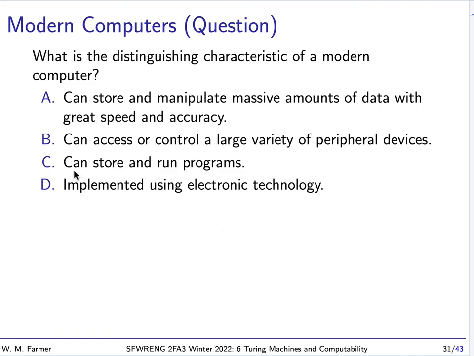Well, welcome back. This is really the distinguishing characteristic. What makes modern computers different than all computing devices of the past is they can store and run programs. So we're going to stop now.